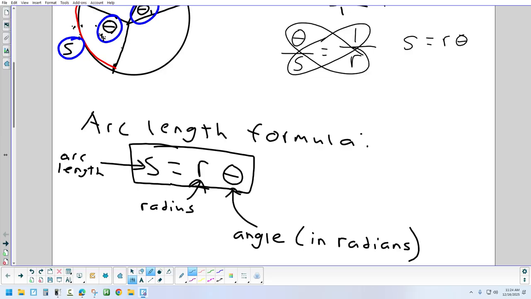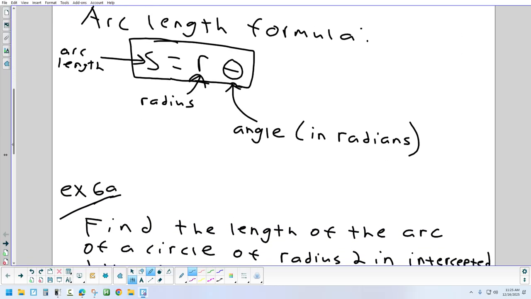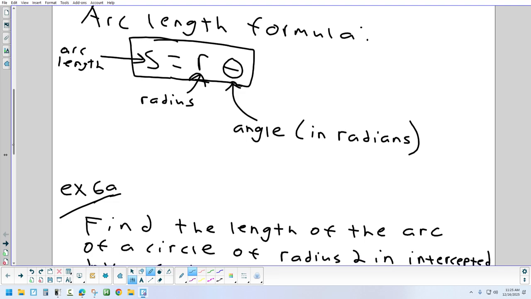Okay, so the idea is they'll give you 2 out of 3 of the letters, and then you'll solve for the one that you don't know. So S is the arc length, R is the radius length, and theta is the angle measured in radians. Okay. Does everybody have the arc length formula?